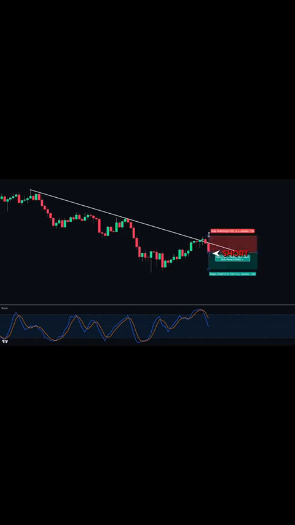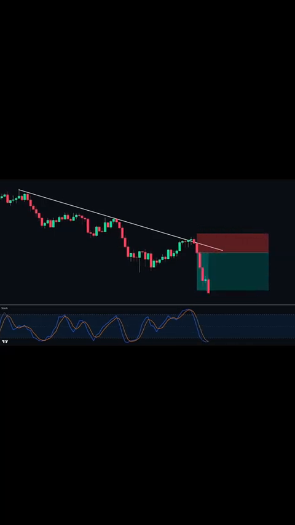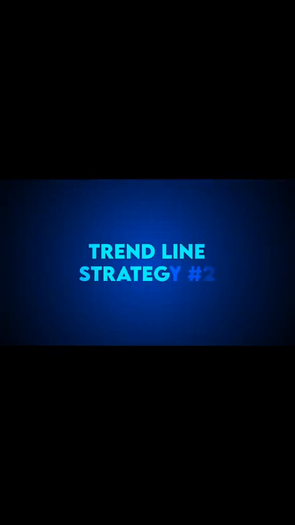Next, we can place a stop loss slightly above the swing high, and the take profit at 2 times the size of our stop loss. And as you can see, price dropped perfectly and hits our take profit. Now, there's actually another trend line strategy that I use, and this one can potentially bring in even more profits. So let's move on to strategy number 2.